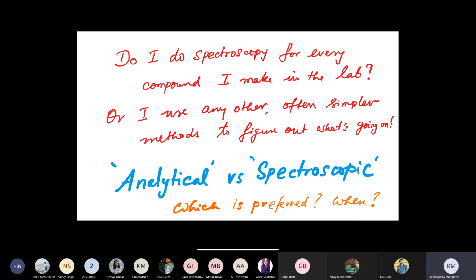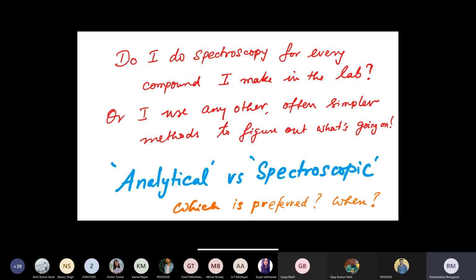Okay, so I do not do spectroscopy for each and every compound I make in the laboratory, or I use any other technique, often simpler ones, which would be available within the laboratory. We do not have to go to the NMR room or IR room. So essentially, this is where I want to introduce analytical methods versus spectroscopic methods in chemistry.